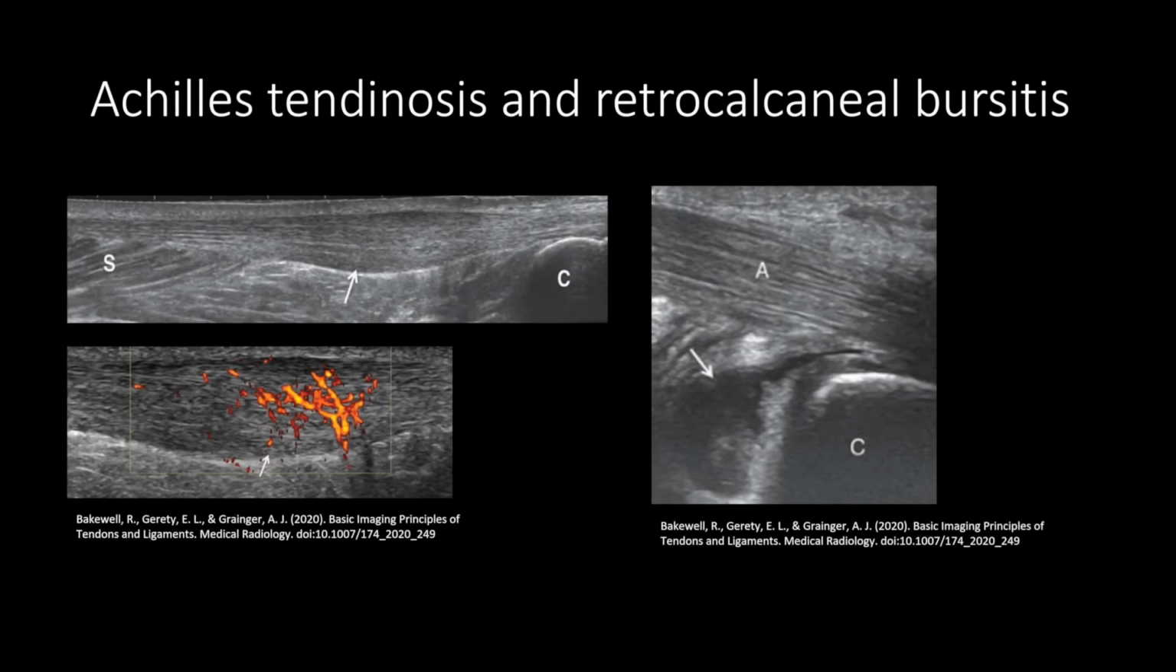These images show the Achilles tendon. On the top left you can see the arrow pointing to a thickened Achilles tendon. Bottom left, you can see with Doppler there's increased flow, and on the right you can see some retrocalcaneal bursitis deep to the Achilles tendon.